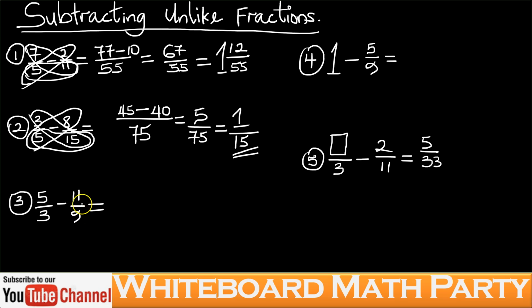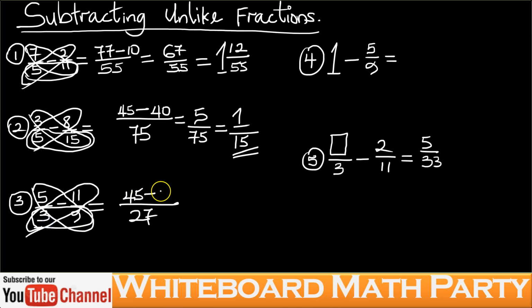Done. Next, I multiply the denominators together. 3 multiplied by 9 is 27. That's it. Then multiply the first numerator with the second denominator. 5 times 9 is 45. Minus 3 multiplied by 11 is 33. So I'm going to subtract 33 from 45. The denominator remains 27, but the numerator this time is going to be 12.